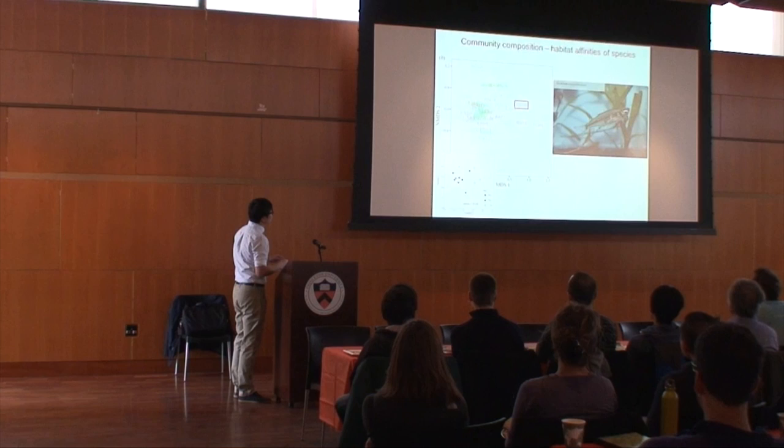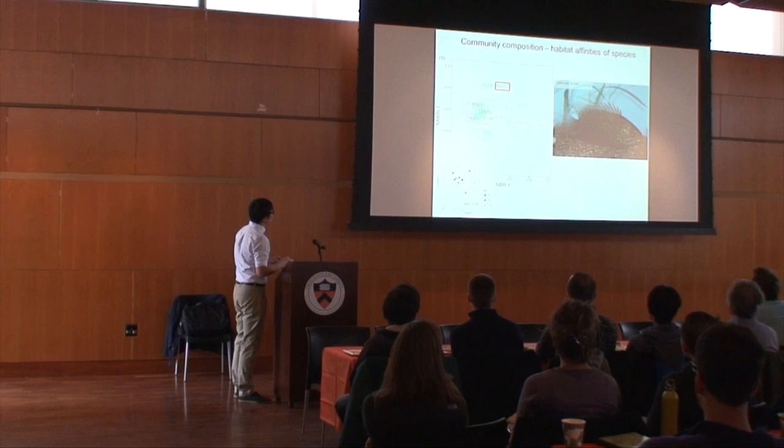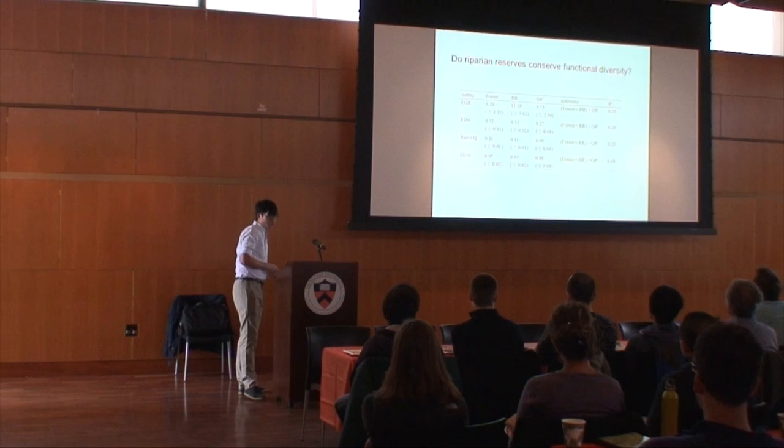And this is a cyprinid that is named after my old advisor in the US. And leaf fish. So the last question is, do riparian reserves actually conserve functional diversity?